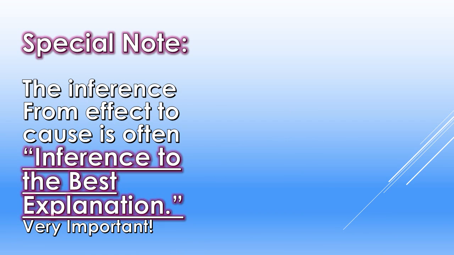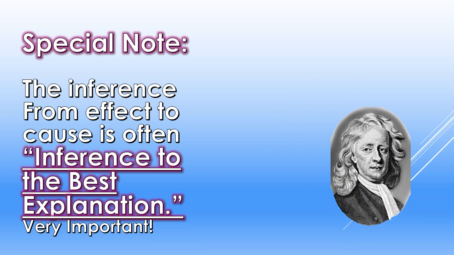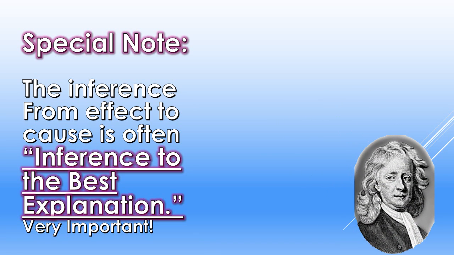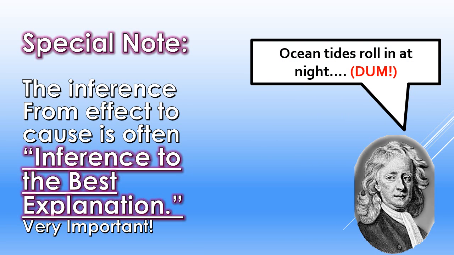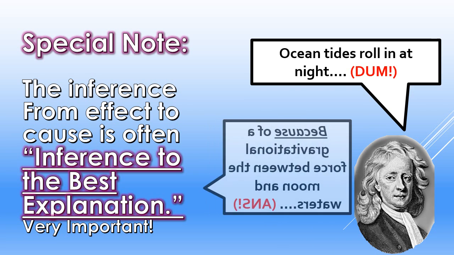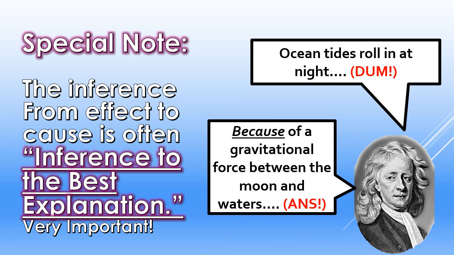Knowledge of an effect and taking that as a leap to knowledge of a cause is sometimes called inference to the best explanation. It happens an awful lot, especially in sciences. For example, Sir Isaac Newton had a certain effect, like the ocean tides rolling in at night. That was an explanandum, something we were actually quite dumb about until he offered the answer, or explanans, that it was due to a gravitational force. That's the cause of the ocean tides rolling in, the gravitational force holding between the moon and the waters.